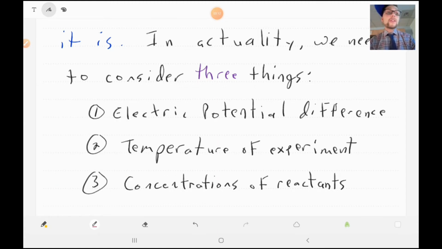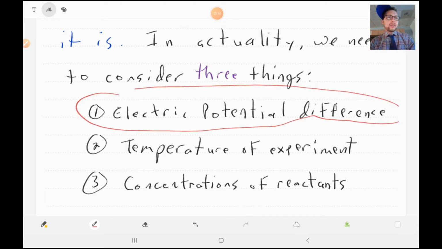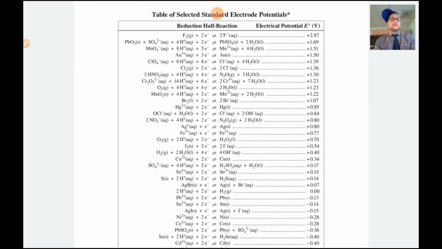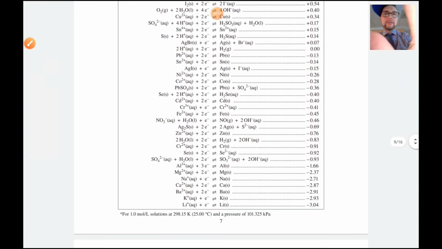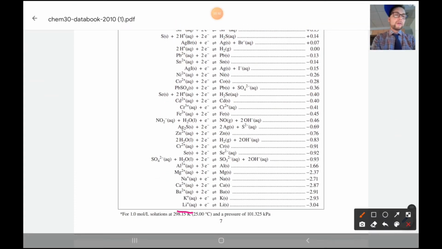What we're going to look at in Chem 30 exclusively is your electric potential difference. And we're going to use the redox table that is in our data booklet. Now, what you're going to do in your Chem 30 data booklets is go to page 7, and it should look like this. You should see a series of reactions that start with fluorine gas, right over here, and then go all the way down to your lithium ion over here.